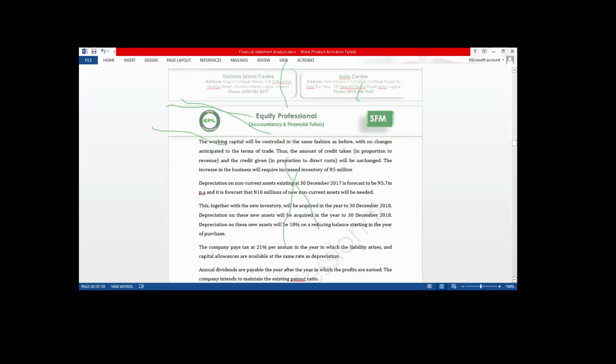And capital allowances are available at the same rate of depreciation. This implies that your capital allowance is equal to your accounting depreciation.